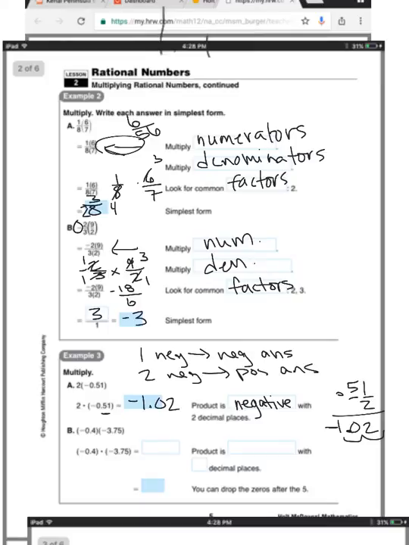On B, you have 2 negatives. Because you have 2 negatives, the product is positive. And you have 1, 2, 3 numbers to the right of a decimal point, so we're going to move 3 decimal places. You're going to still work that out: 3.75 times 4. And you get 20, carry the 2, 30, carry the 3, and then get 15, and you have to move that 3 places left then, and you get 1.5.